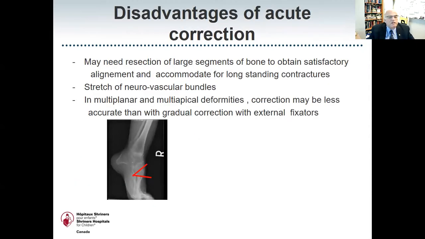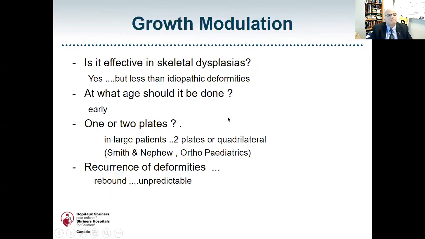The disadvantage of the acute correction is that it may need resection of large segments of bone to obtain satisfactory alignment and accommodate for the long-standing soft tissue contracture. An example here you can see on the X-ray, that's a fixed rigid equinus deformity. To obtain an acute correction, you have to resect a large amount of bone. The second disadvantage of an acute correction is the stretch of the neurovascular bundles. Also, in multiplanar and multi-apical deformity, correction may be less accurate than the use of gradual correction with external fixator.